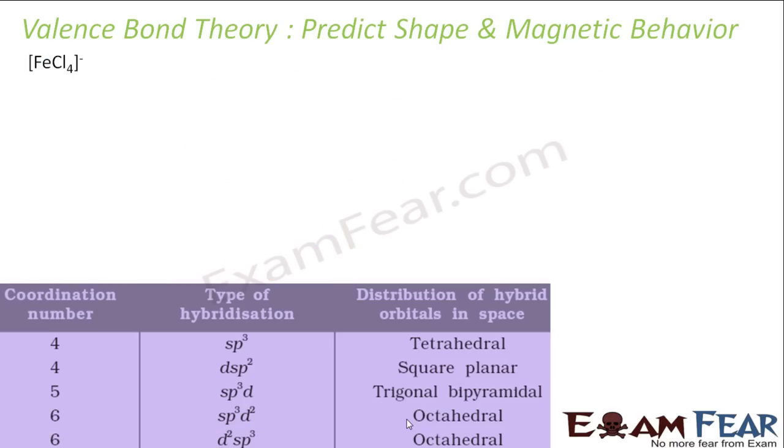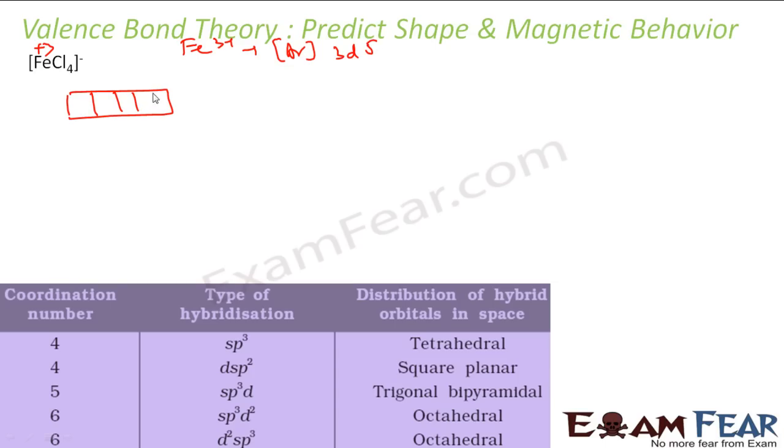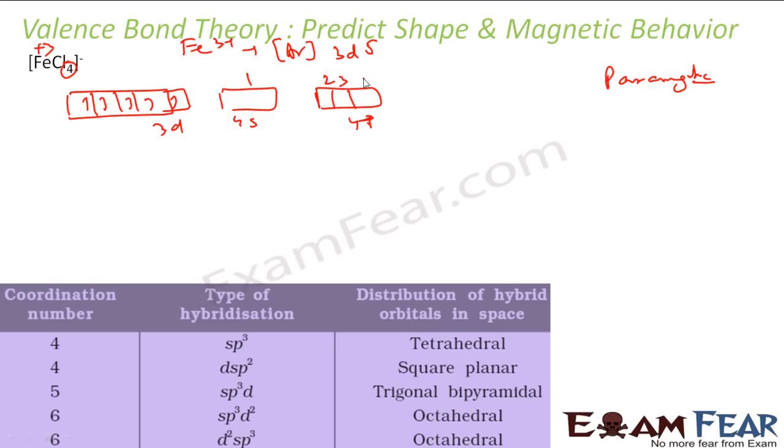Okay, the next is [FeCl4]-. So here iron will have a +3 charge. So Fe3+ is what? Argon 3d5. So let's draw the 3d5: 1, 2, 3, 4, 5, 4s, 4p. Now experimentally it is seen that this is paramagnetic. If it is paramagnetic, the pairing should not happen, so nothing will happen. We need 4 orbitals for coordination number 4: 1, 2, 3, 4. That means sp3 hybridization, and sp3 hybridization is tetrahedral. Thus its shape will be tetrahedral and it will be paramagnetic.